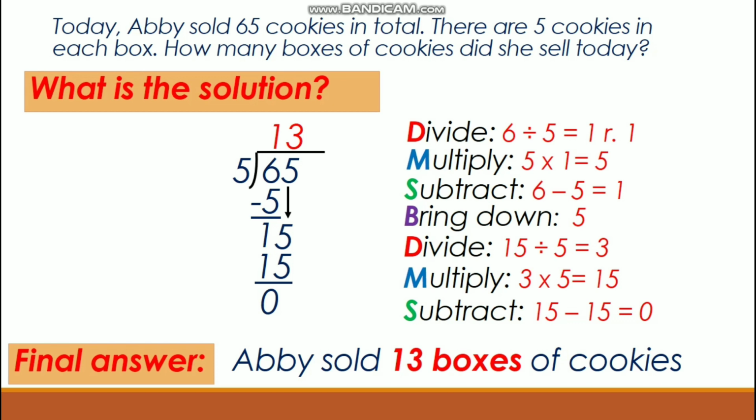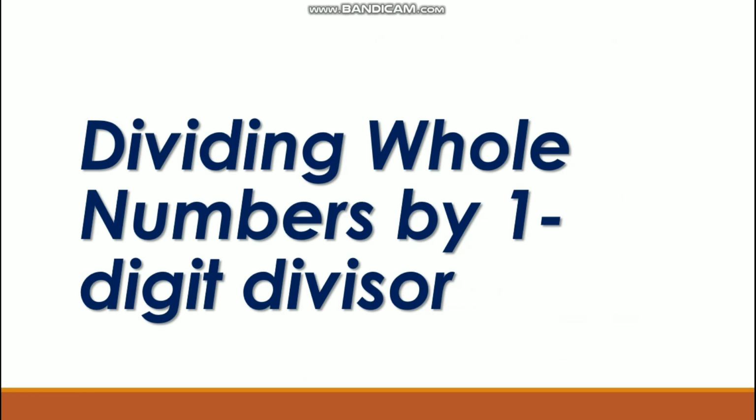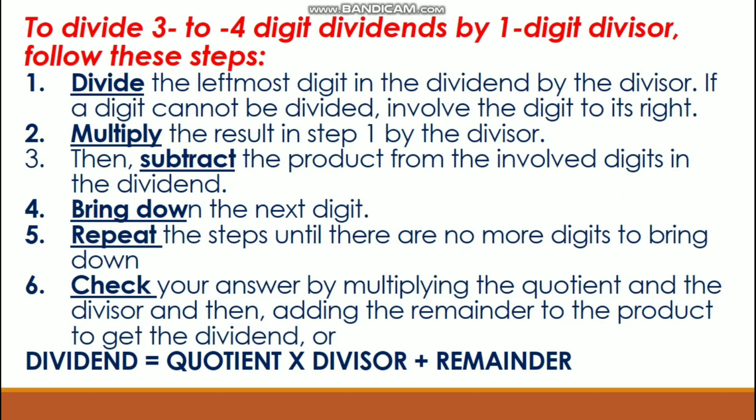Now let us learn how to divide whole numbers by a one-digit divisor. To divide 3 to 4-digit dividends by a one-digit divisor, you have to follow these steps. First, divide the leftmost digit in the dividend by the divisor. If a digit cannot be divided, involve the digit to its right.